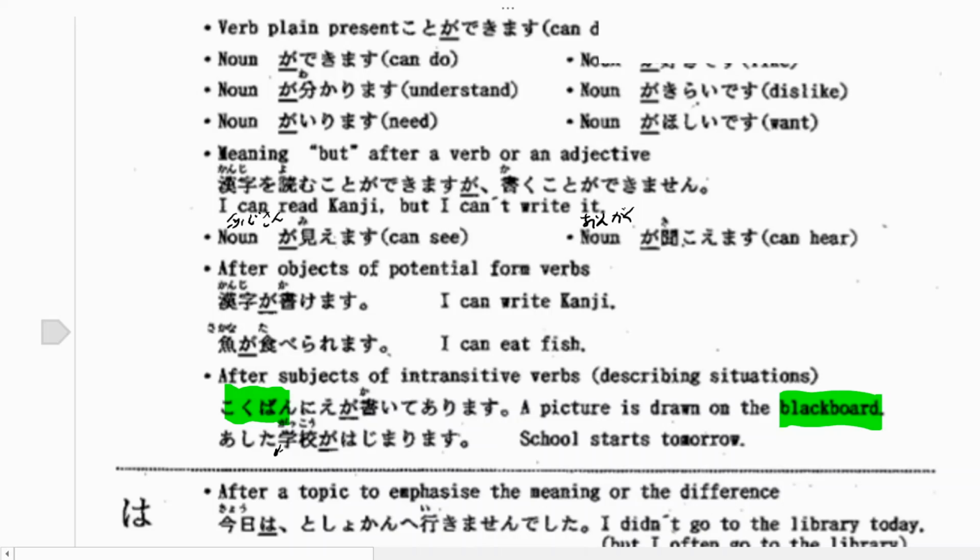Particle ga can also be used to mean but after a verb or an adjective. So kanji o yomu koto ga dekimasu ga, I can read kanji. And then kaku koto ga dekimasen, I can't write it. So the first part is like I can do this, and the ga comes in as but, and then kaku koto ga dekimasen, so I can't write it.